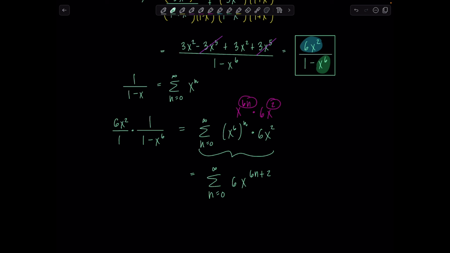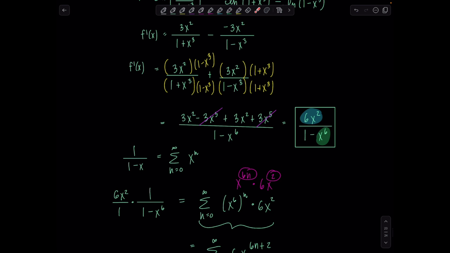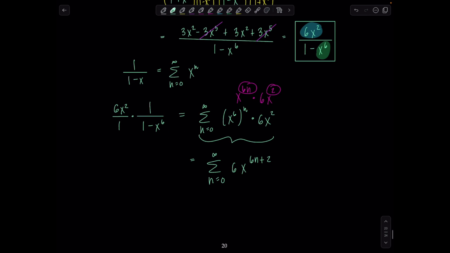Beautiful. Does that equal my original function? No. Who are you? You are f prime of x. Okay, so I have a beautiful power series, but it's a power series for f prime of x. I need a power series for f of x. How do we get from f prime to f of x? Why, we take an antiderivative.